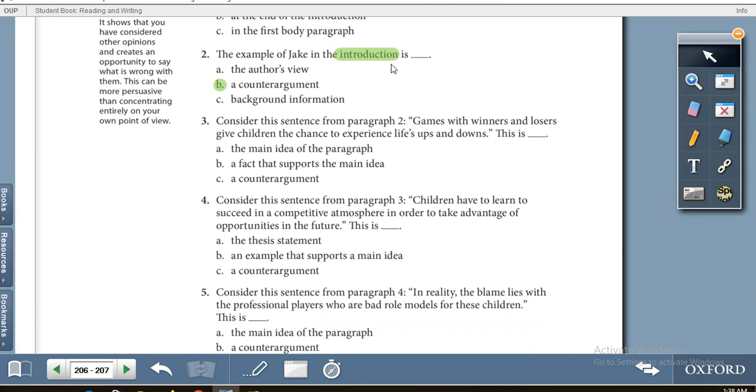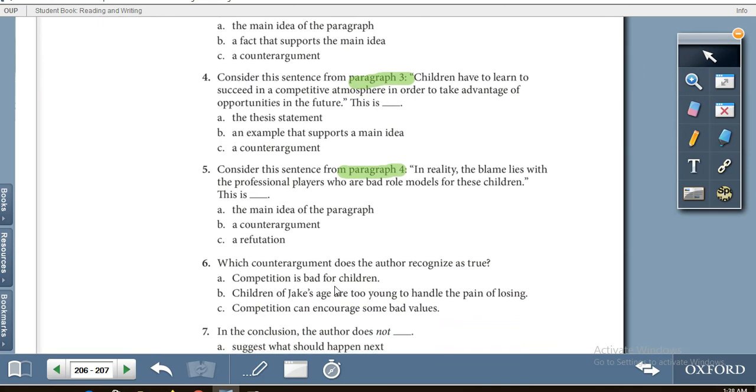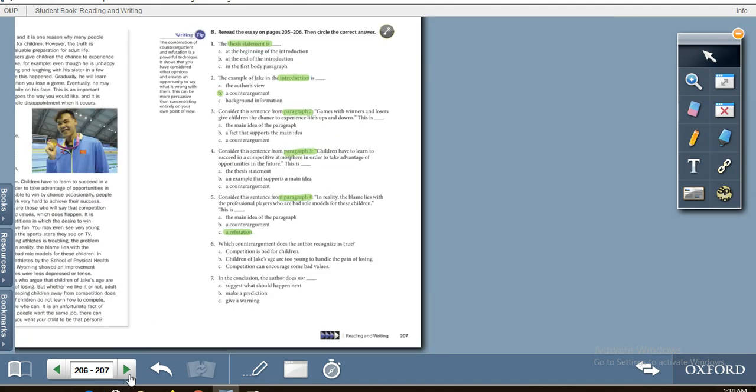Then we have to move to the writer. Here the activity wants us to read paragraph 2, paragraph 3, and paragraph 4. We have to solve this exercise, read the paragraphs and find out if it is a thesis statement, example, or counter argument, main idea, counter argument, or refutation. What is refutation? Refutation means denial, meaning you totally reject someone's argument, that no, your argument is not acceptable. That is called refutation. Okay, let's move to the next page.